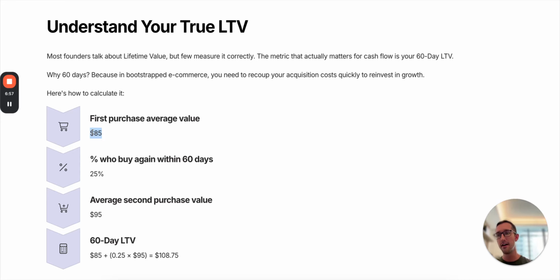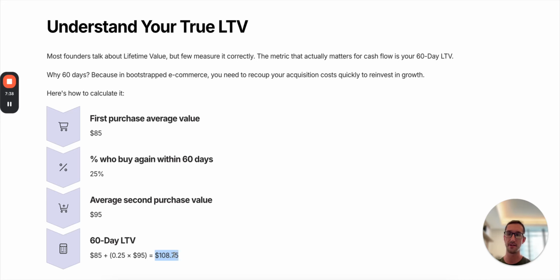Let's say first purchase, a customer pays $85. In Shopify, there is a report that shows you exactly how many people come back and make a second purchase within the first 60 days. So for this example, we're going to say 25%. So 1 in 4 customers will rebuy with us within the first 60 days, and their average order value on second purchase is $95. So this is how we calculate 60-day LTV. We take $85 plus 25% of this $95, because 1 in 4 people are doing it, and that gives us a 60-day LTV of $108.75.